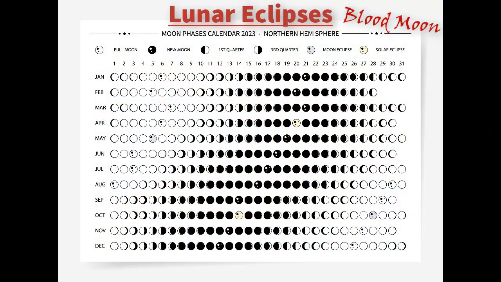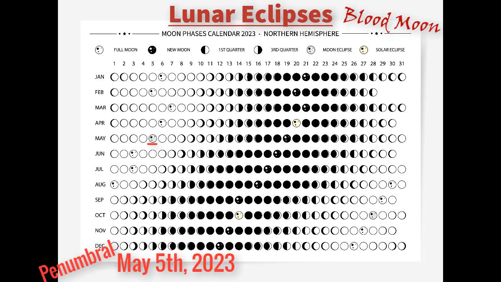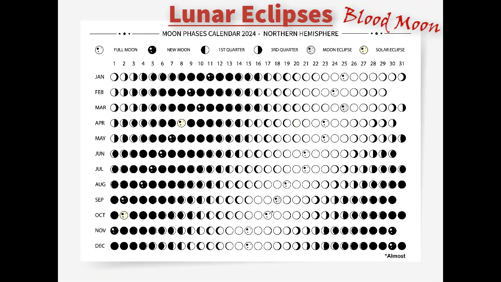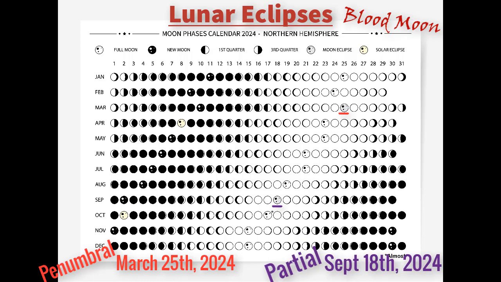So if we check out last year's lunar calendar, we can see that we had a penumbral eclipse on May 5th, and then we also had a partial eclipse on October 28th. Now if we check out this year, we'll see that we're going to have a penumbral eclipse on March 25th. And then we have a partial lunar eclipse on September 18th, followed by an almost lunar eclipse on October 7th. So it almost touches the shadow, it just barely doesn't graze it. So let's kind of have that asterisk there.